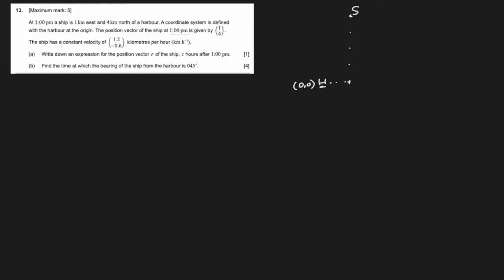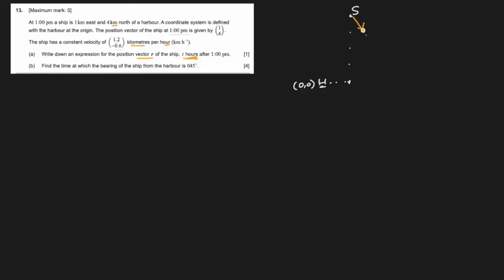The ship has a constant velocity of (1.2, -0.6), 1.2 positive x, negative y. That means this ship is moving in this direction. 1.2, minus 0.6, that is the vector, in kilometers per hour. Write down an expression for the position vector r of the ship t hours after 1 p.m. Nothing needs to be changed.